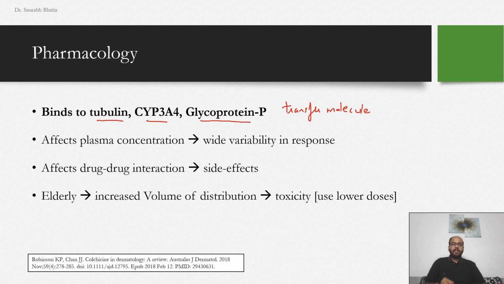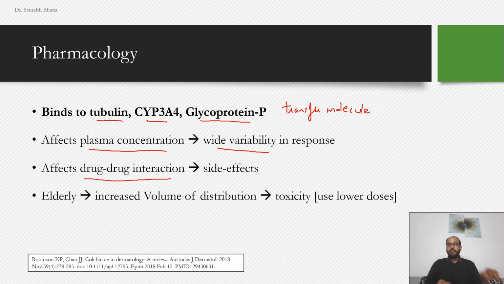Now, because of this variable binding to these entities, tubulin, CYP3A4, P-glycoprotein, the plasma concentration is also variable. And since the plasma concentration becomes variable, the response is also variable. So when we discuss the uses of colchicine in dermatology, you will keep hearing that in some diseases it is very good, with modest benefit and low side effects, while in some other diseases it has high side effects and is not that beneficial, even if the pathomechanism of both diseases is somewhat similar. That is because of different action on different attachment molecules. These attachments also affect drug-drug interactions.